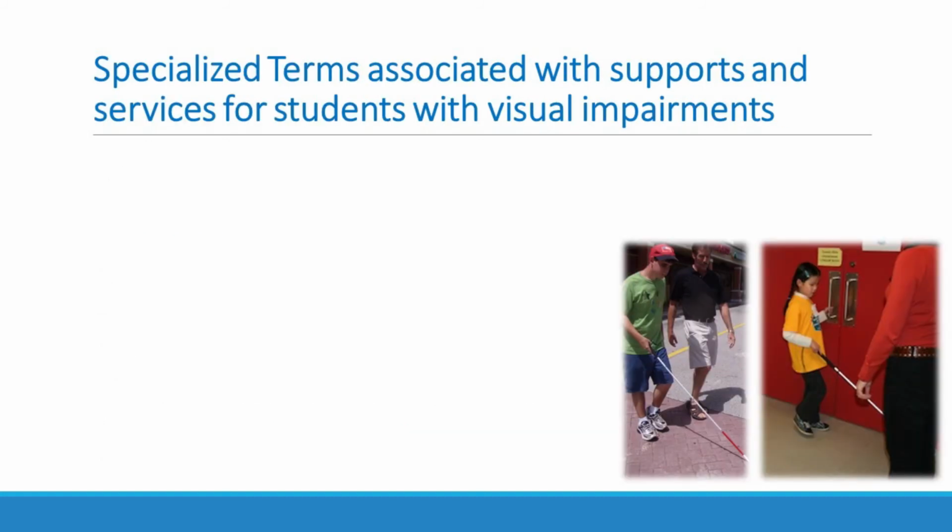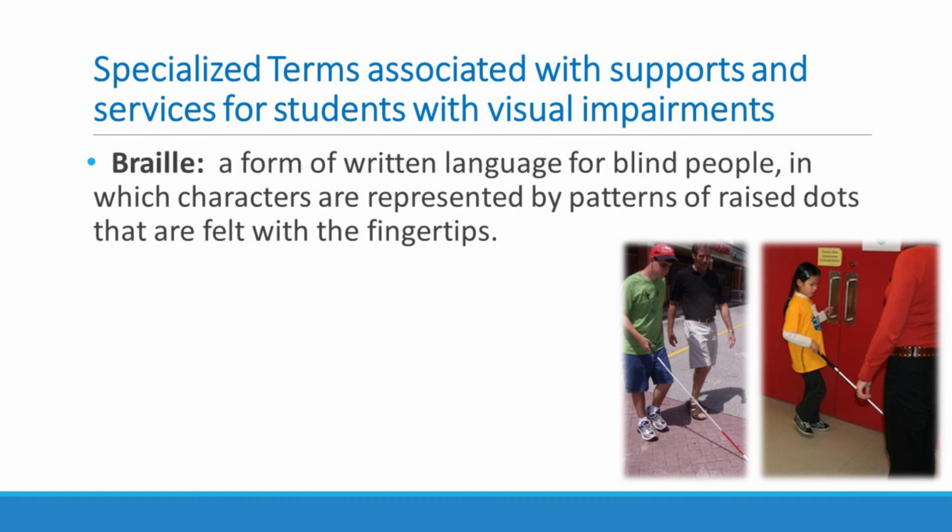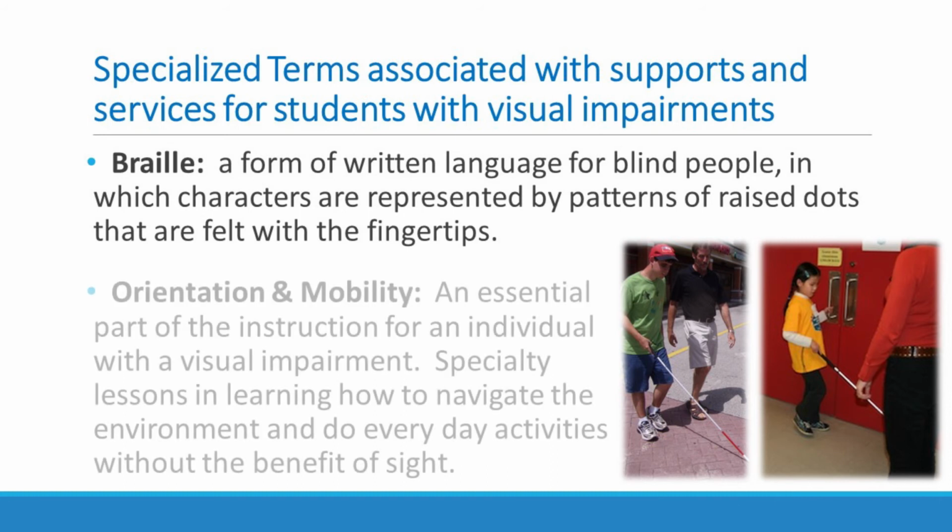Vocabulary with which educators need to be familiar concerning the needs of students with visual impairments include Braille. Braille is a form of written language for individuals who have blindness. Representation of characters is by patterns of raised dots felt by the fingertips. Districts purchase some textbooks and other materials in Braille. Transcription of other resources occurs locally in order to provide equitable access to all reading materials provided to the classroom.